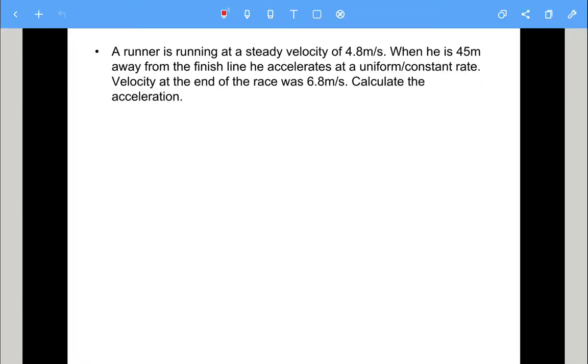So a runner is running at a steady speed of 4.8 meters per second. When he is 45 meters away from the finish line, he accelerates at a uniform constant rate. Velocity at the end of the race was 6.8 meters per second. Calculate the acceleration. So the equation, v squared equals u squared plus 2as.